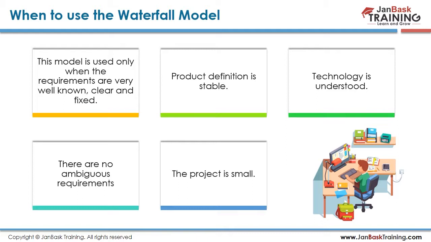Product definition is stable. The definition of the product is very stable, so that they really want a specific document or a tool or something like that. Technology is understood: you have a clear understanding of the technology and you worked on that technology in the past. So these are certain areas, based upon which you can decide whether we're going to go with waterfall or not. When there are no ambiguous requirements and no change in the requirements, it's clear and crisp. It's a very simple thing that you have developed in the past, or it's renowned in the market and you are just creating a new version of it. Or if the project is very small. In such cases, you can use the waterfall model.